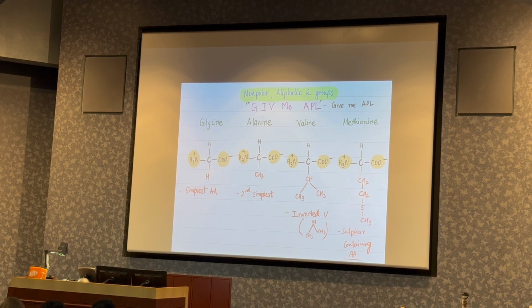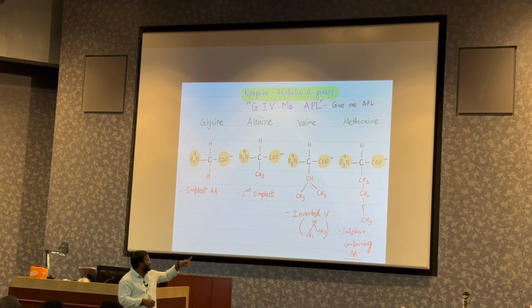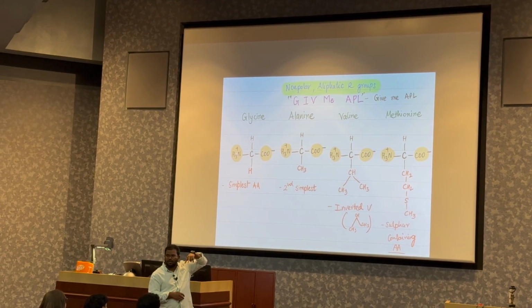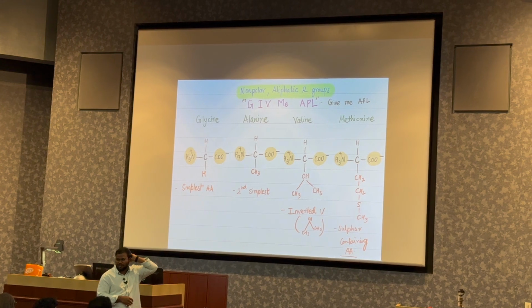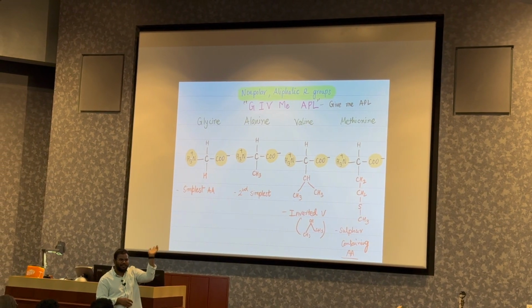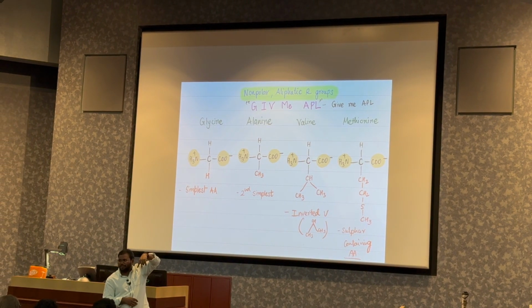As I said before, the simplest amino acid of all categories is glycine. Glycine is the simplest amino acid with the H. Second simplest would be alanine with a CH3. You can remember that easily. If you see valine, can you see valine is just an inverted V? If you have a good visualization, it's like V is hanging the opposite way or upside down.